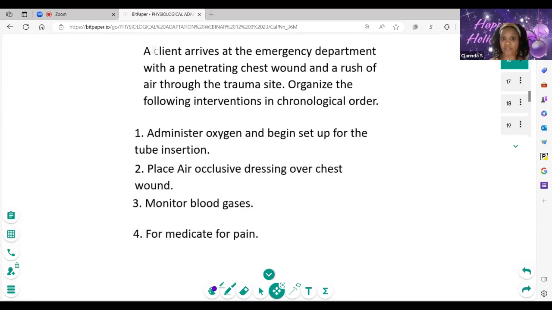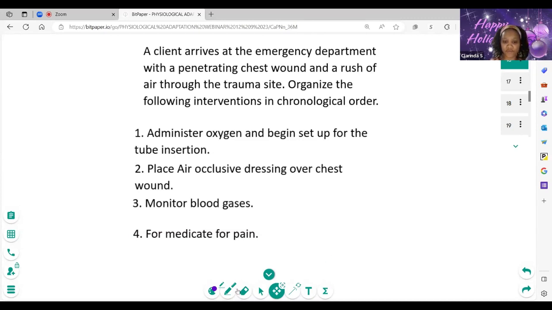So their physiological problem is they got a penetrating chest wound, and there's a rush of air coming out through the trauma site. So they either got stabbed in the chest or something impaled them or rammed them in the chest, and now air is coming out. All right, so what would be the first thing you want to do?